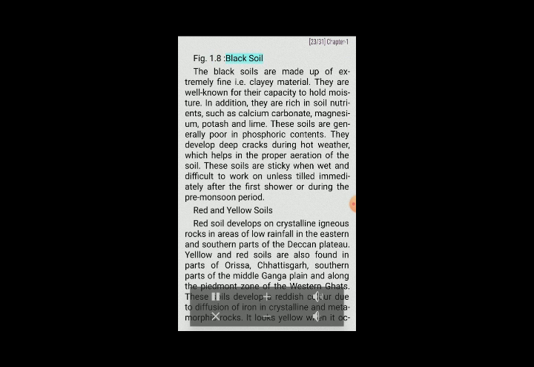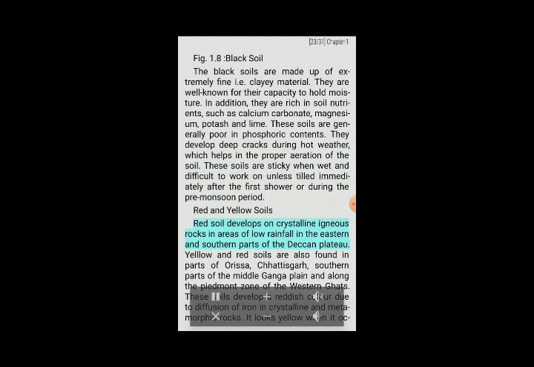Fig. 1.8. Black soil. The black soils are made up of extremely fine, i.e., clayey material. They are well known for their capacity to hold moisture. In addition, they are rich in soil nutrients, such as calcium carbonate, magnesium, potash and lime. These soils are generally poor in phosphoric contents. They develop deep cracks during hot weather, which helps in the proper aeration of the soil. These soils are sticky when wet and difficult to work on unless tilled immediately after the first shower or during the pre-monsoon period.